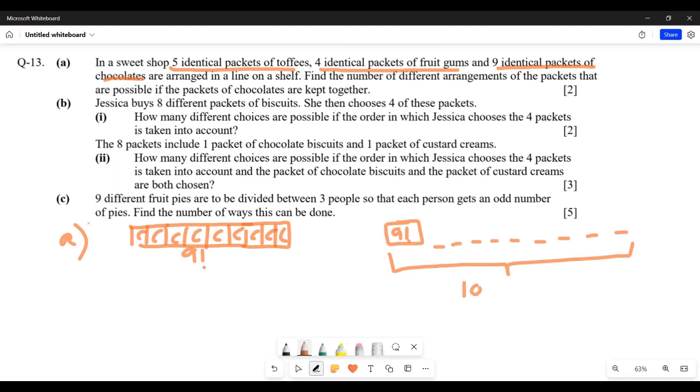So 10 factorial. And there was the first group, or the first candy has 9 factorial arrangements. And divided by repetitions, we have 5 repeated toffees because they're saying they're identical, 4 repeated fruit gums, and 9 repeated chocolates. So this gives 1260.